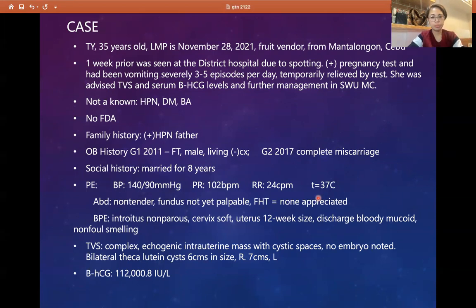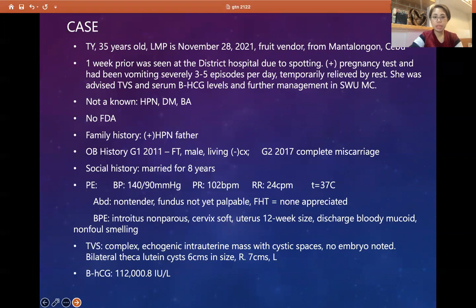Okay, so the abdomen is non-tender and no fetal heart tone is appreciated. On bimanual pelvic exam, the uterus is noted to be enlarged at around 12 weeks size, and there is a bloody mucoid discharge, non-foul smelling. The TVS noted a complex echogenic intrauterine mass with cystic spaces. No embryo noted, and there are bilateral thecal lutein cysts measuring 6 cms on the right and 7 cms on the left, while the beta HCG level is 112,000 international units per liter.